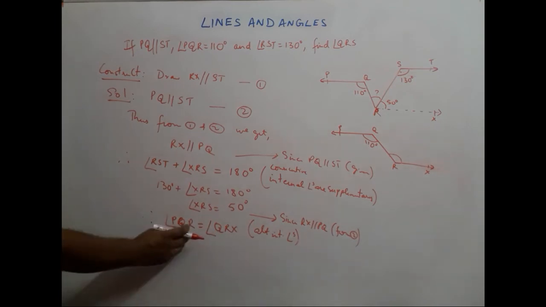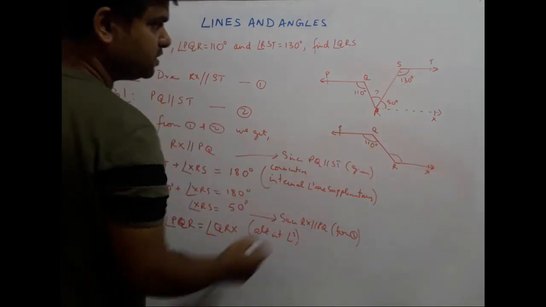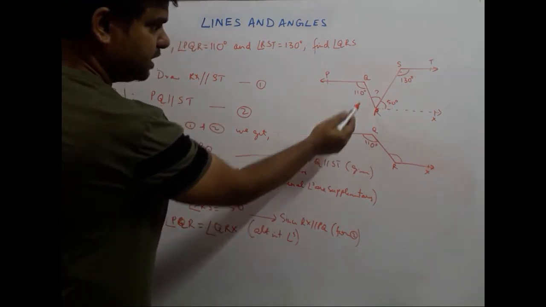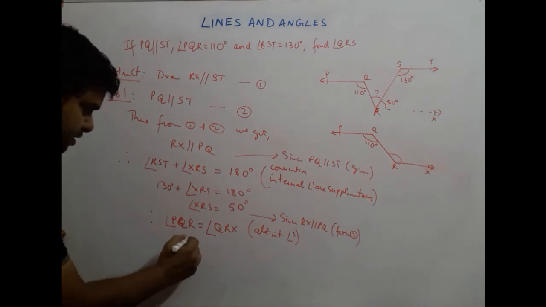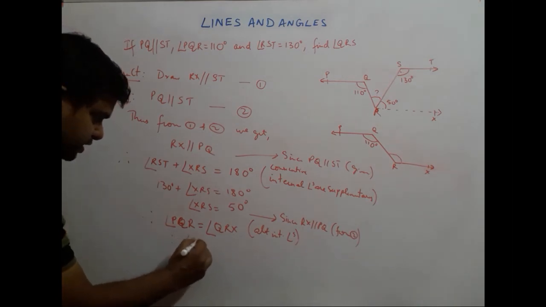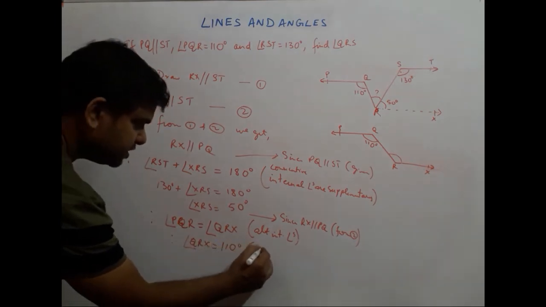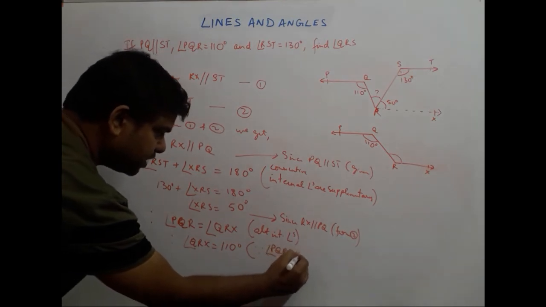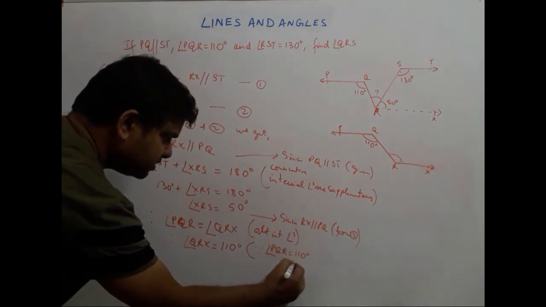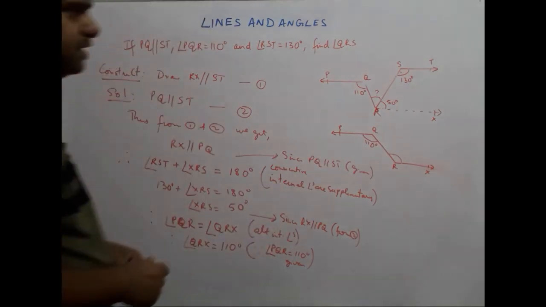Now since PQR is equal to QRX, that means the PQR value is 110. Therefore we can say angle QRX is also equal to 110, since angle PQR is equal to 110, and that is given to us. Now QRX is equal to 110.